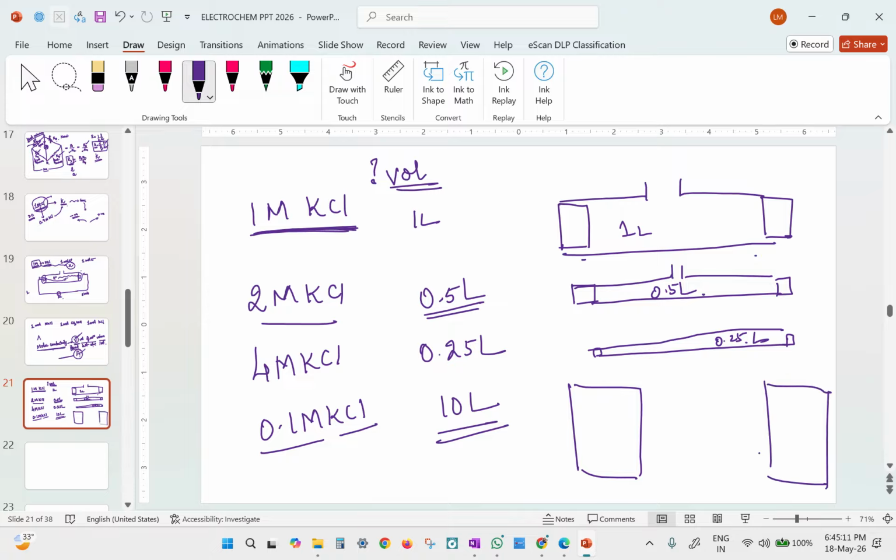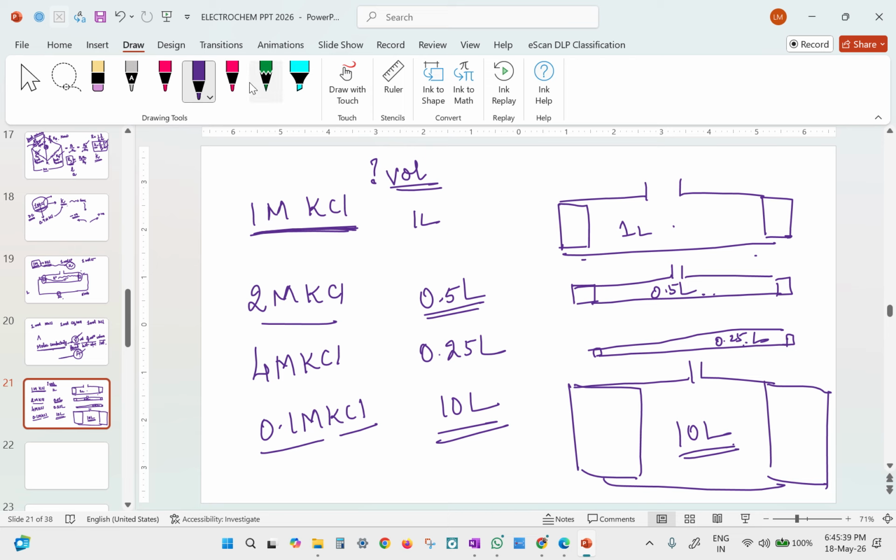Like this, no? Distance is same, but the electrodes will be large, na? Large surface area so that it can accommodate 10 liters volume. Do you get the experiment? Yes, ma'am. But each time, whether it is 1 liter or 0.5 liter or 0.25 liter or 10 liter, how many moles of electrolyte goes in?